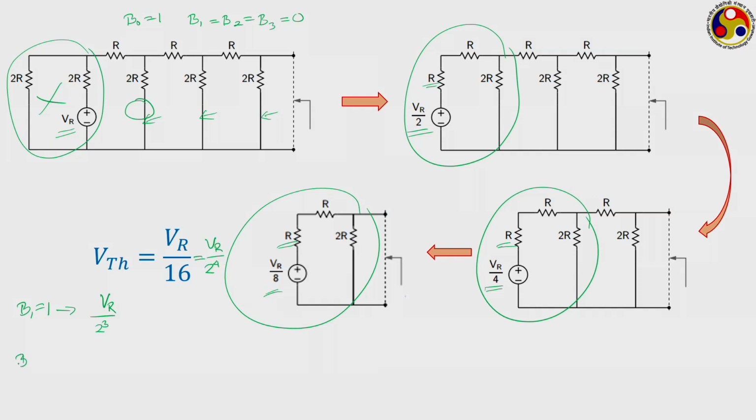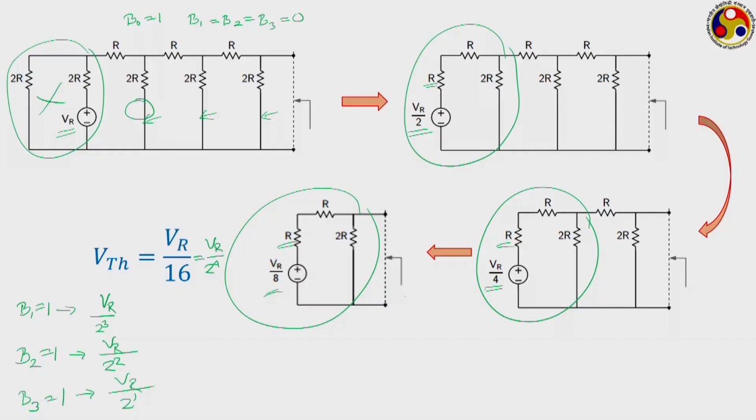Similarly, when we have B2 equal to 1 and the others set to 0, then that will contribute VR by 2 square, and when the most significant bit is set to 1, everything else 0, then that will contribute VR by 2 to the power 1. That way we can calculate the voltage contributed by each of the bits. And depending on which of the bits are set, we can always keep on adding them to get the final output voltage.